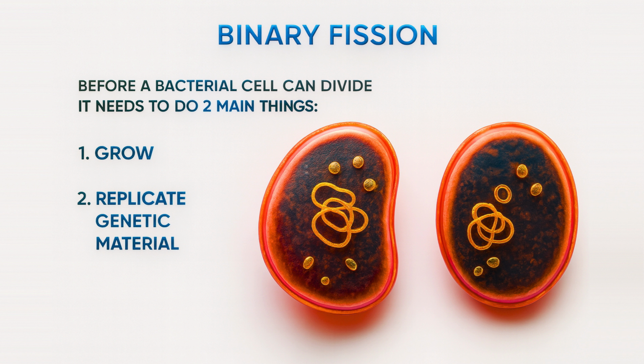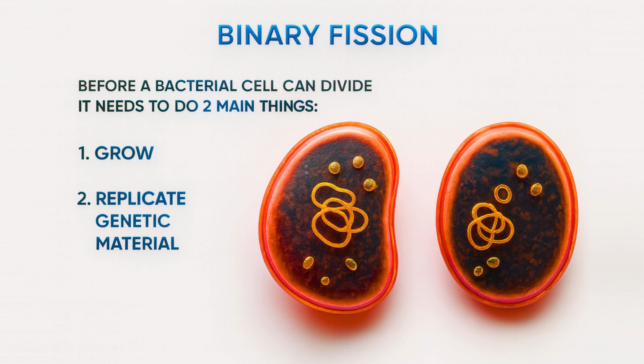The plasmids, on the other hand, are distributed somewhat randomly, meaning one daughter cell might end up with more plasmids than the other. Once this is done, the cell begins to grow a new cell wall in the center, and when that wall is fully formed, it splits the original cell into two separate and genetically identical daughter cells. Just like that, one bacterium becomes two.